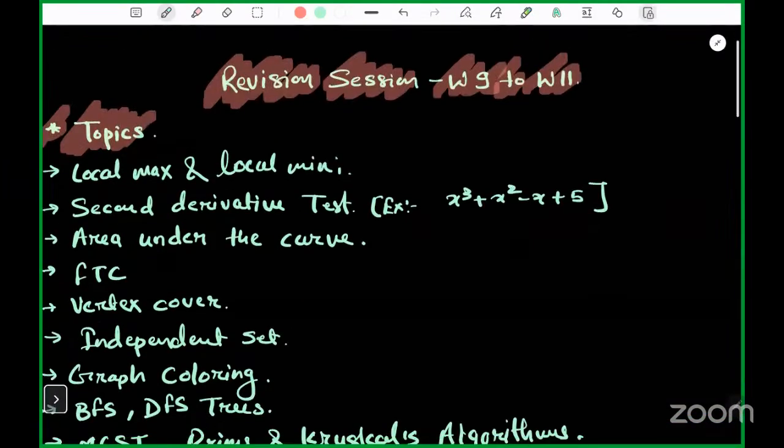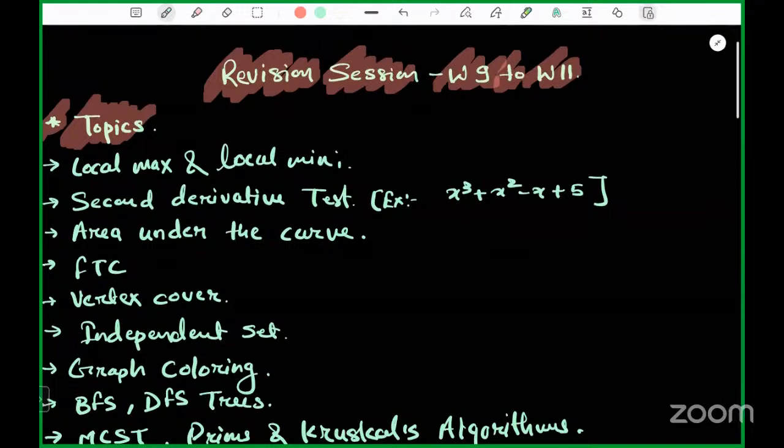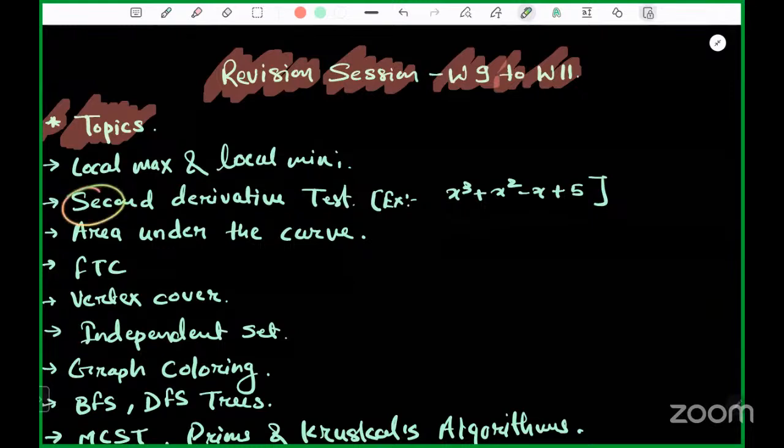Okay, so today is our revision session for week 9 to 11. These are the topics I have selected. First we'll go with what are local maxima and local minima for a function, that means how we can find the local maxima and local minima. We know that for that we need to use the help of the second derivative test, right?